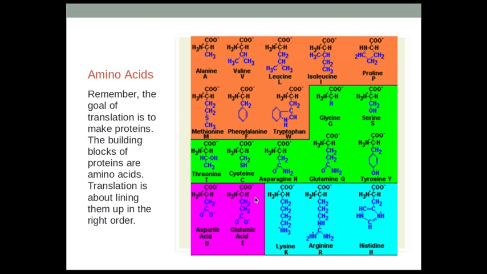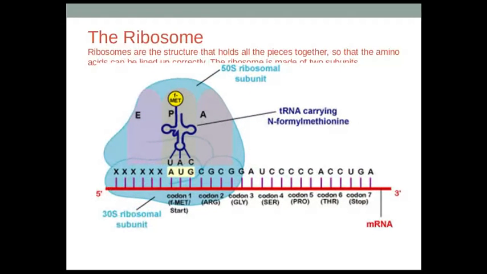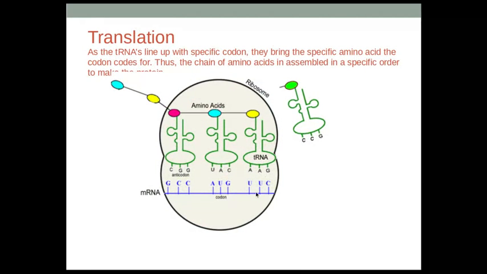This is all the amino acids. You do not have to memorize all of these structures or names. They're just showing you a picture of all the amino acids. Just remember the ribosome is where everything's made. The ribosome is actually 2 pieces, and it holds the mRNA in place while the tRNA comes down and does everything.